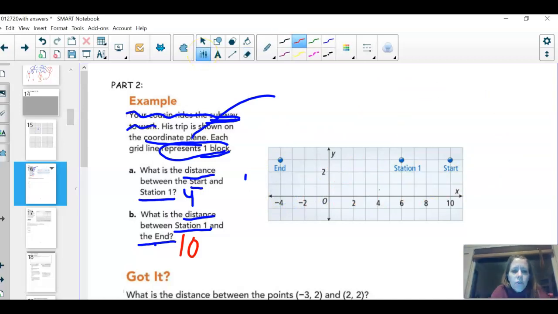Let's go ahead and look at the first one. Start and station 1, donde tú vas a empezar, y estación 1. They're on the same side. This one is 10 and this one is 6. They're both positive. So I find the absolute value, y entonces yo voy a buscar este es 10 y este es 6.